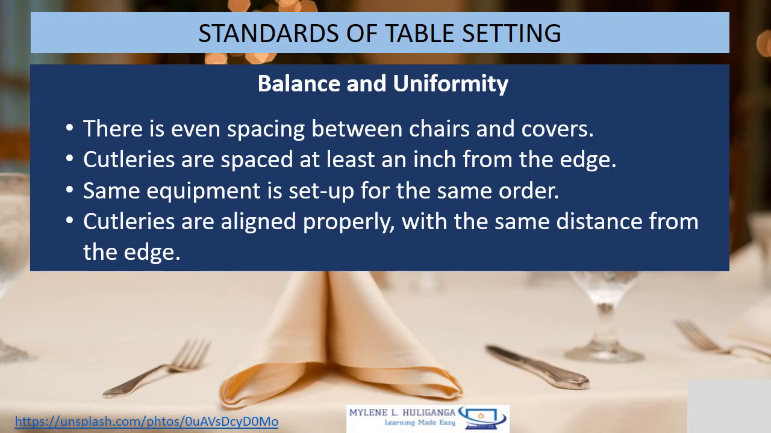Next is balance and uniformity. There is even spacing between chairs and covers. Cutleries are spaced at least an inch from the edge. Same equipment is set up for the same order. Cutleries are aligned properly with the same distance from the edge.